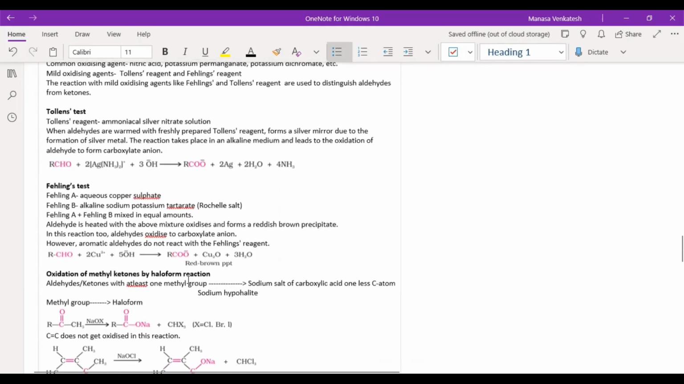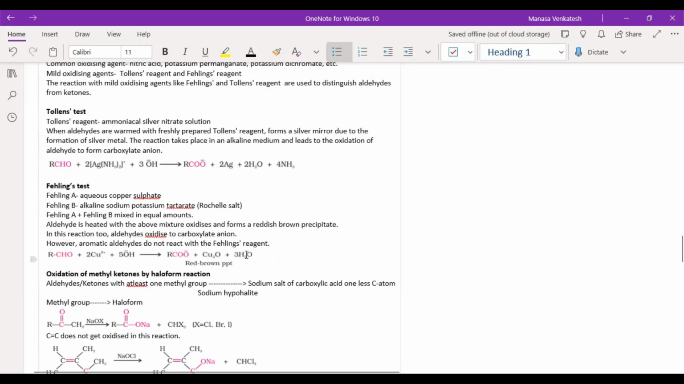Fehling's test consists of two reagents, Fehling's A and Fehling's B, which are mixed in equal amounts. Fehling's A consists of aqueous copper sulfate, whereas Fehling's B is alkaline sodium potassium tartrate, which is called Rochelle salt. So what is going to happen here is similar to the previous case. Here also the aldehyde is heated with the mixture, and this gives us a brown precipitate. Here also you have the aldehyde undergoing oxidation to give us the carboxylate ion. But here you have a difference in terms of the kind of byproducts found.